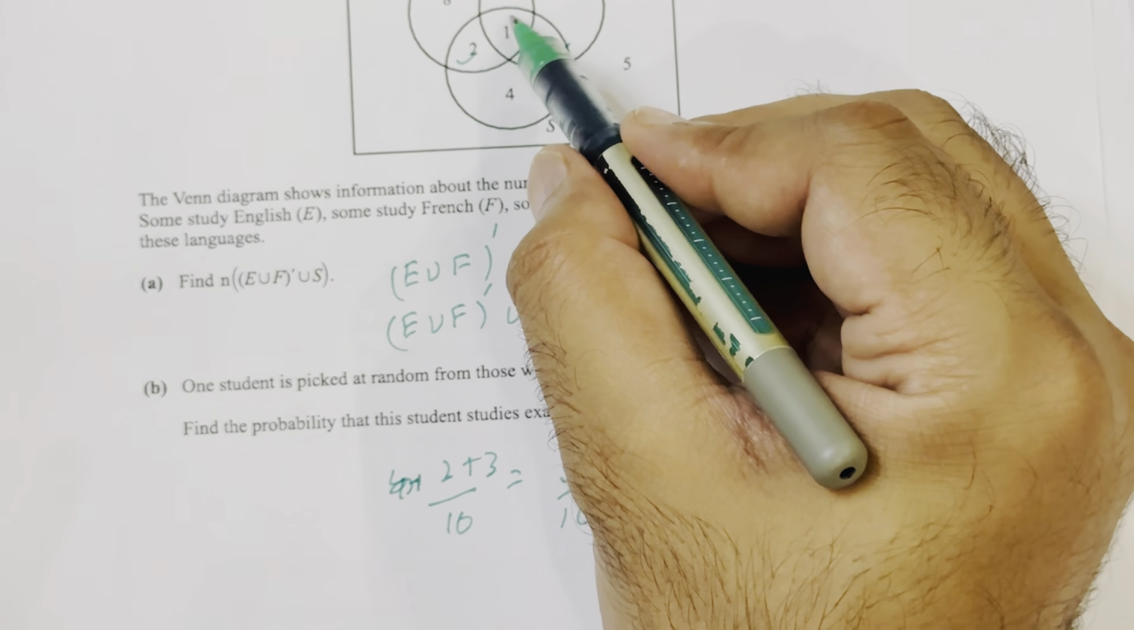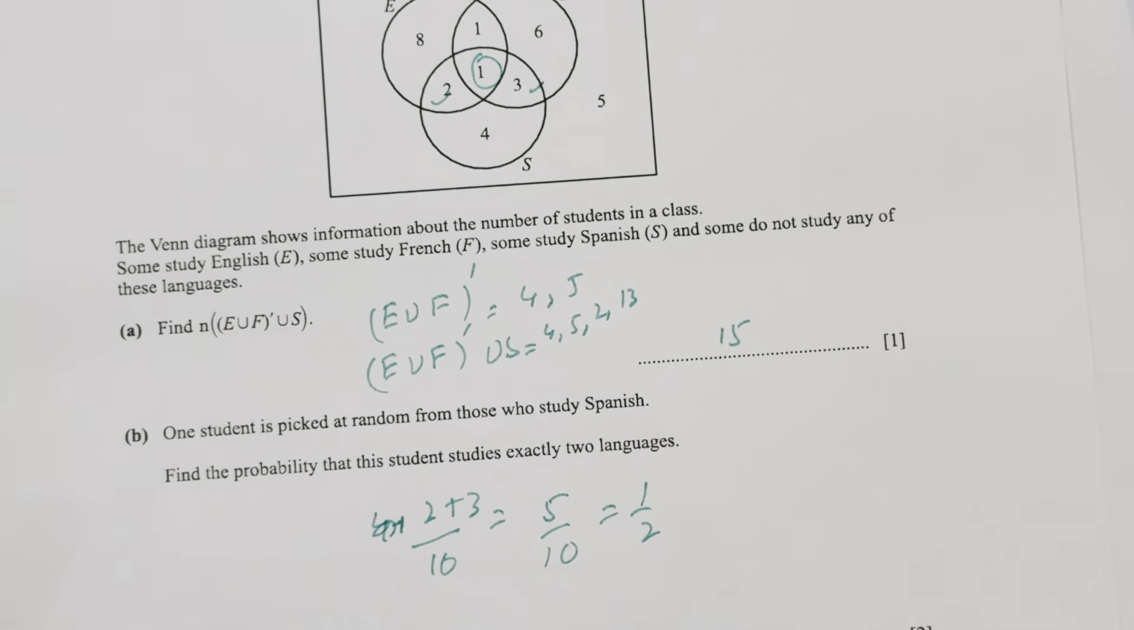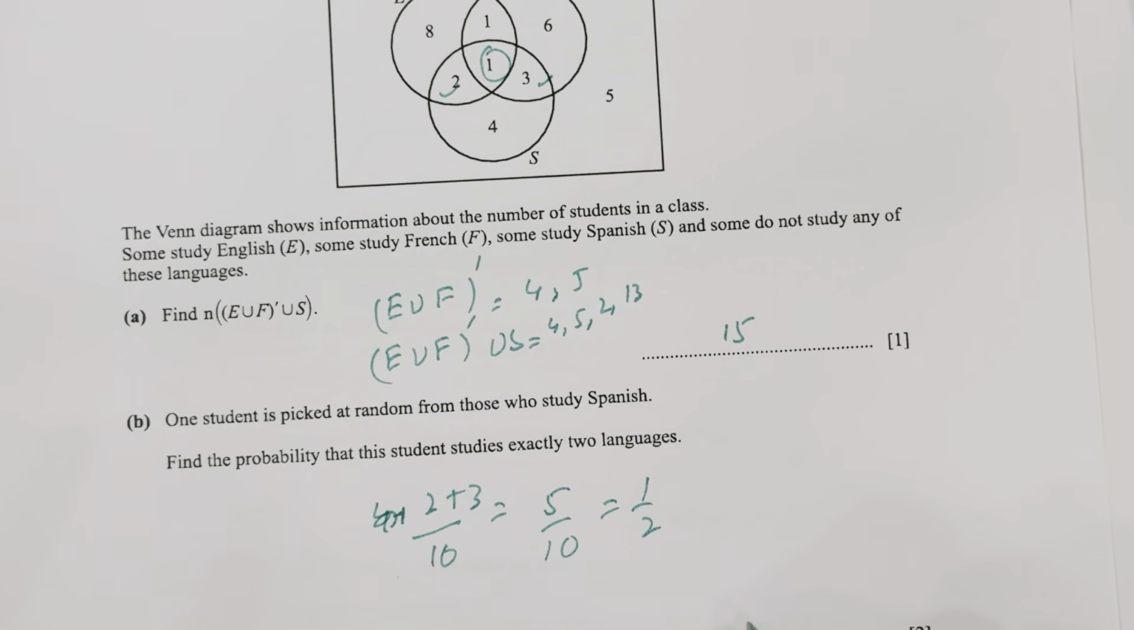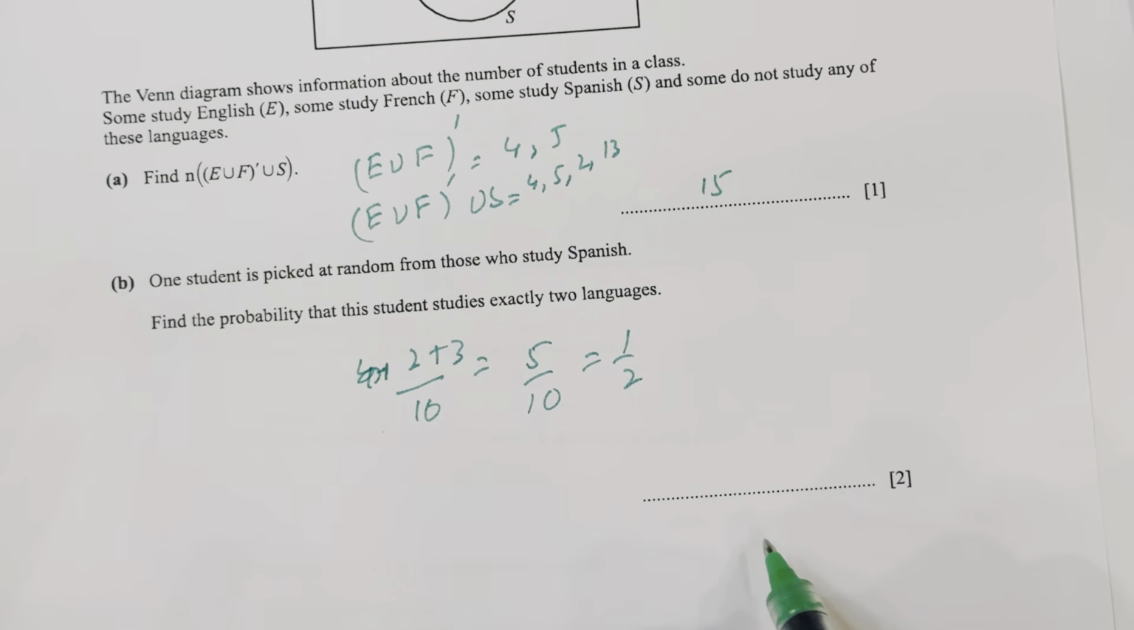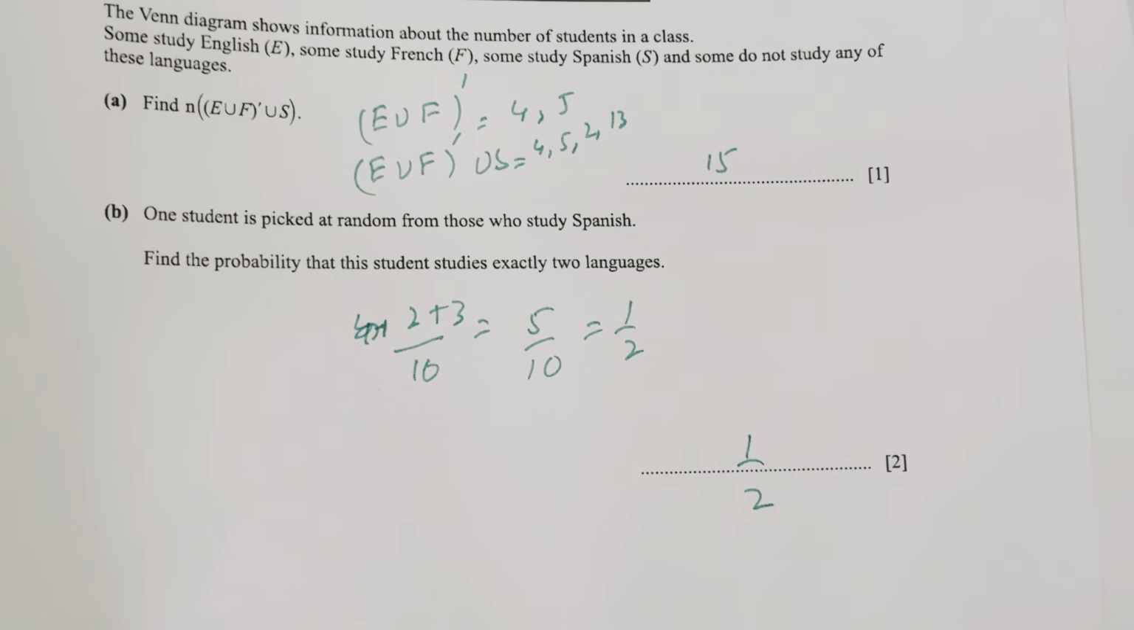Why are we not taking this value? Because this means that the student studies 3 languages and we require only 2 languages. So 1 by 2 would be our answer for this question.